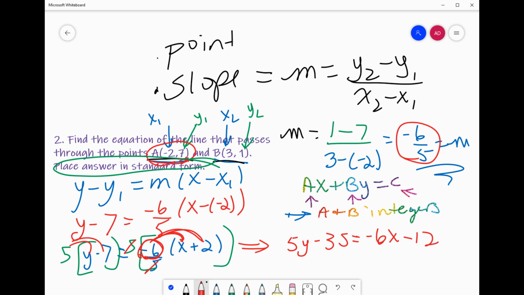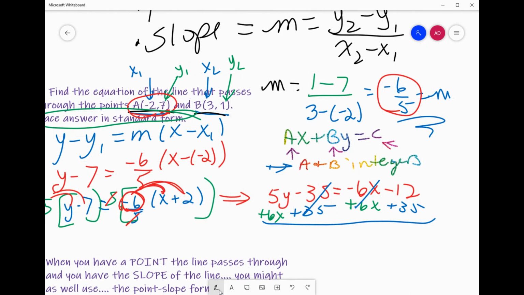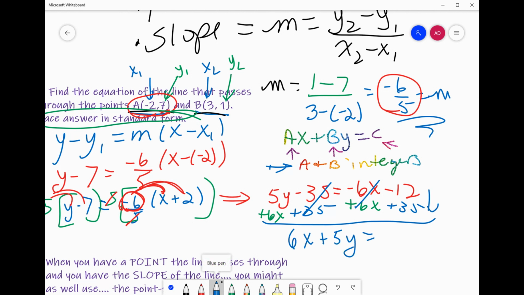Now, in standard form, x and y are on one side. So I'm going to come over here and add 6x to both sides. And at the same time, because we're cool, I'm going to go ahead and add the constant over. I know you math teachers are probably like, you can't be doing all these steps at one time. But yeah, you can. And that's what you're going to get. So I end up getting 6x plus 5y equals 35 minus 12, of course, which is 23. And there's the equation of a line in standard form.